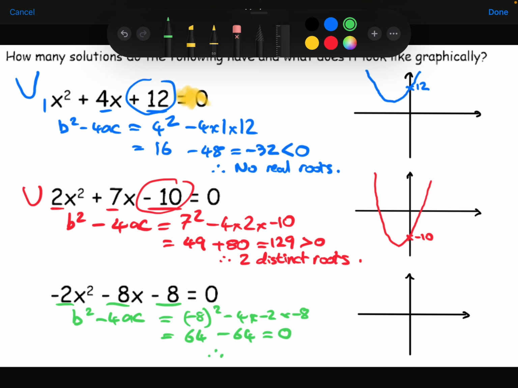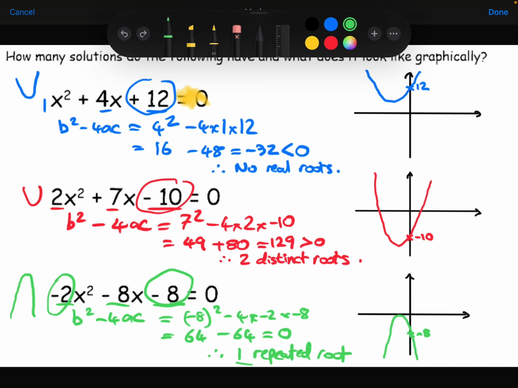So therefore, I know that there is one repeated root because the discriminant equals 0. So this equation will have just one solution. In terms of sketching this, I know it's going to intersect at minus 8. There's my minus 8. I know because of the minus 2 here, it's going to be an N shape. And the fact that it has one repeated root means it's just going to touch the x-axis in one place. So it's going to look something like this, where it touches the x-axis in one place there.